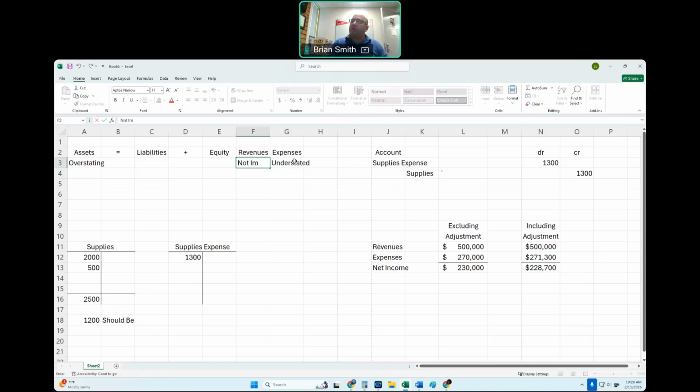Revenues are not impacted. Liabilities are not impacted. Now, how does this impact equity? Remember, revenues minus expenses equals net income. We are going to move our net income to our statement of owner's equity.